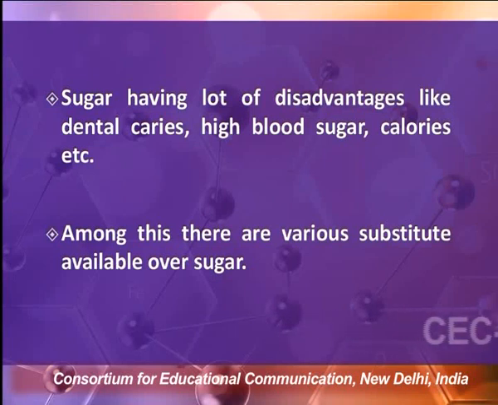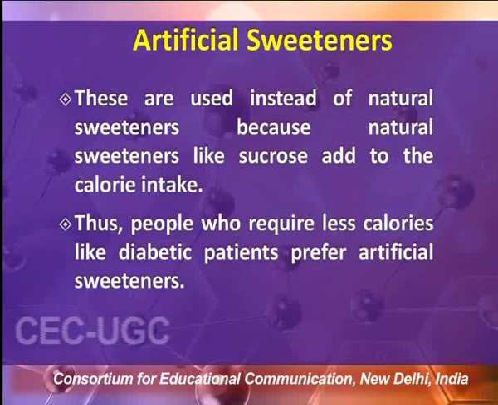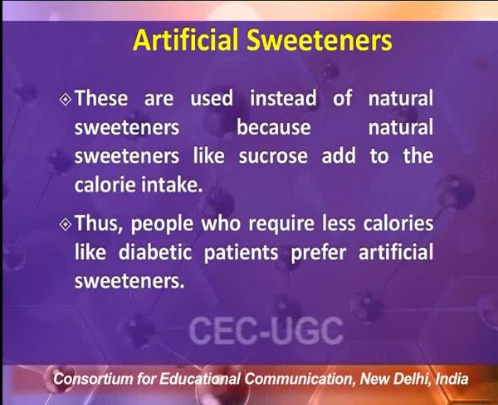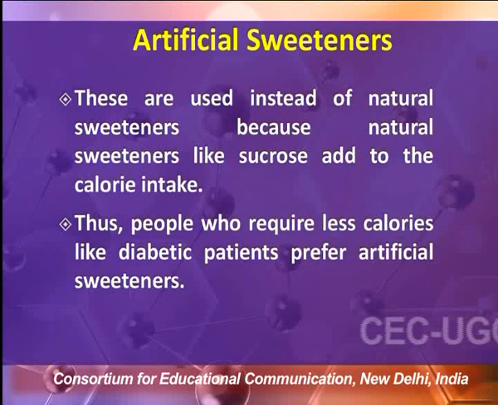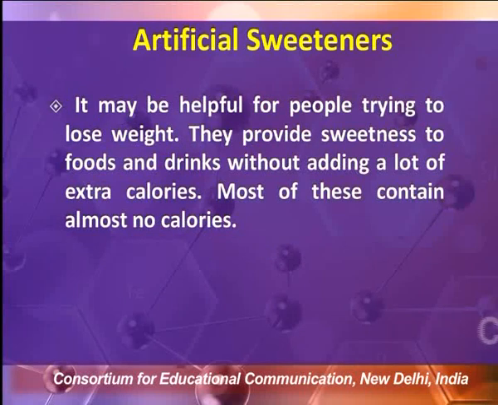Among this, there are various substitutes available over sugar. There are two types of substitutes which are used as sweeteners: natural sweeteners and artificial sweeteners. We'll talk about the artificial sweeteners. These are used instead of natural sweeteners because natural sweeteners like sucrose add to the calorie intake. Thus, people who require less calories like diabetic patients prefer artificial sweeteners. It may be helpful for people trying to lose weight.